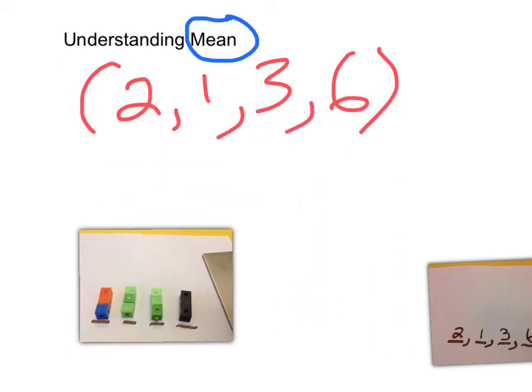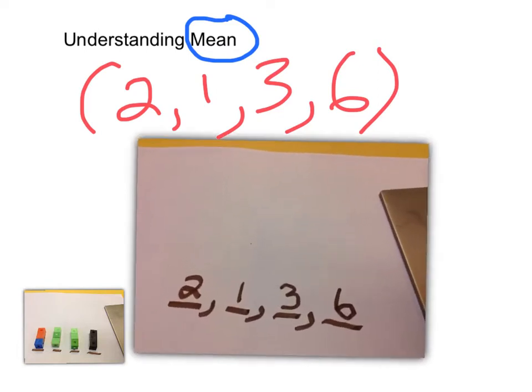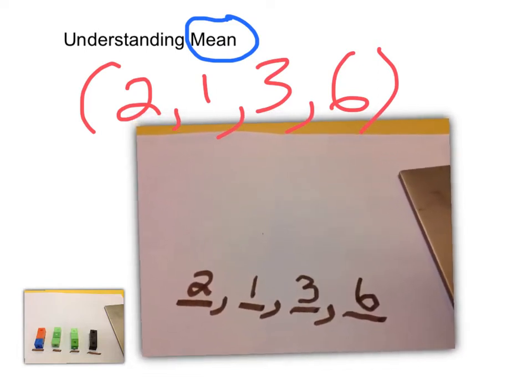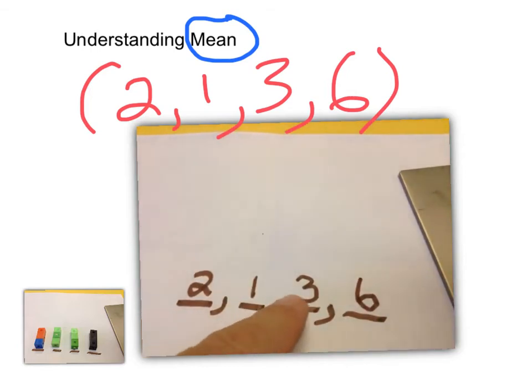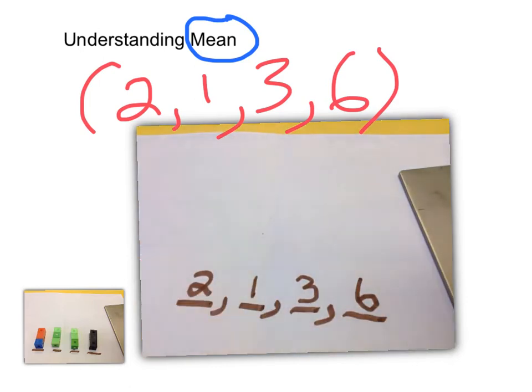Okay, so that's using the links, so now we're going to take that same problem and we're going to show you how we can calculate it using our math operations. So here we go. In the previous video, we had these numbers represented by the cubolinks. So now we're just working with numbers. So here's my set of numbers, and I want to find the mean for this set of numbers. Now I know that mean is one number that tells a story about this set of numbers.